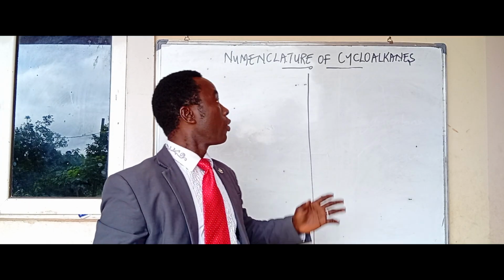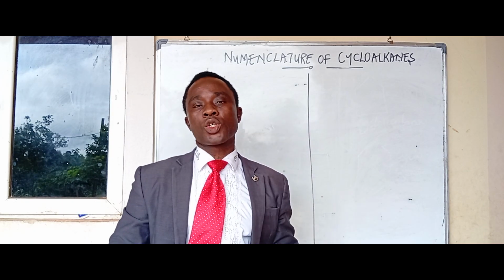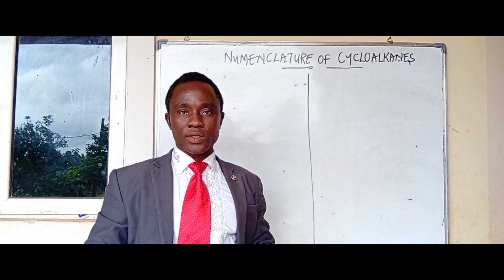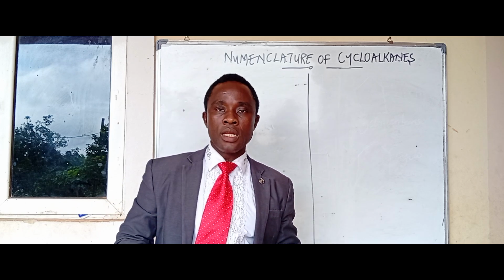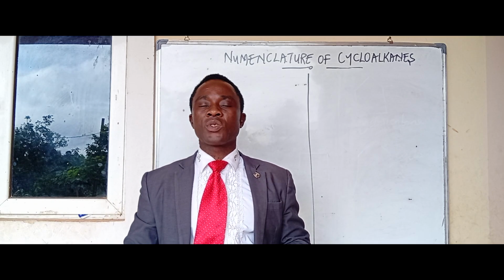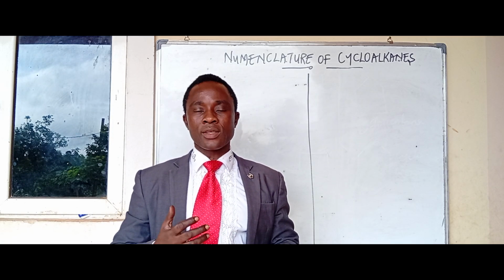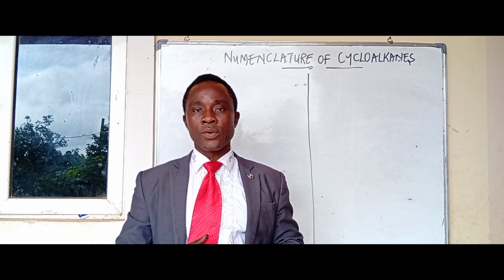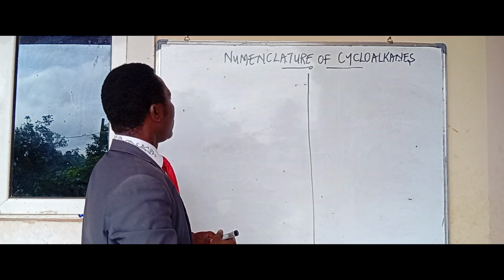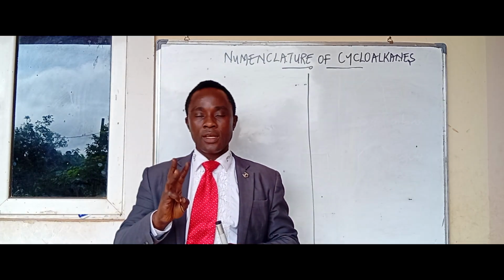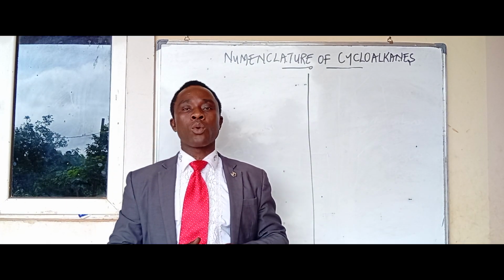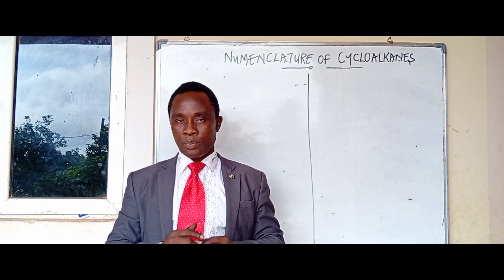Today I will be taking you on nomenclature of cycloalkanes. Cycloalkanes are those alkanes in which the carbon atoms form a ring, although there is no presence of an aromatic ring. The least number of carbon atoms that can form a ring is 3. That is why the least cycloalkane will be cyclopropane.